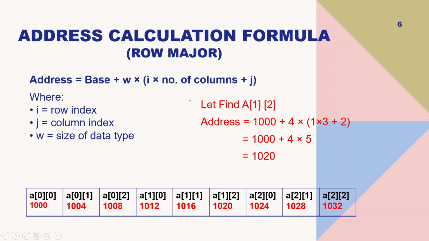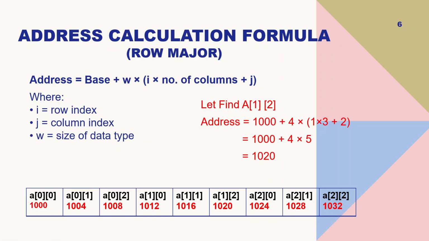First we solve the inner bracket. We get 1 into 3 plus 2 is equal to 5. Now multiply 4 into 5. We get 20. Finally, add the base address with 20. We get 1020.